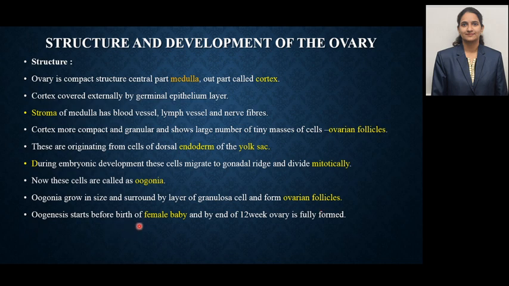Oogenesis starts before the birth of the female baby, and by the end of the 12th week the ovary is fully formed. From this slide you will come to know the structure and development of the ovary. Development of the ovary takes place before the birth of the female baby and by the 12th week.